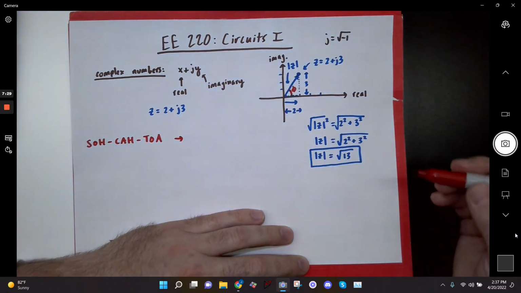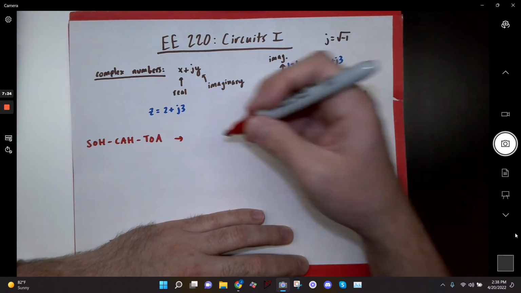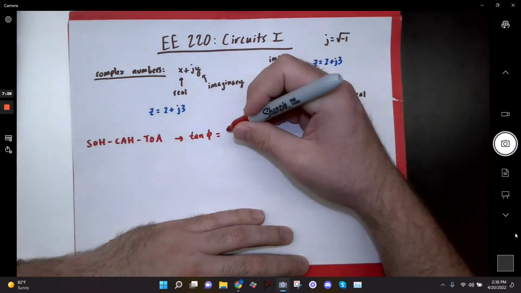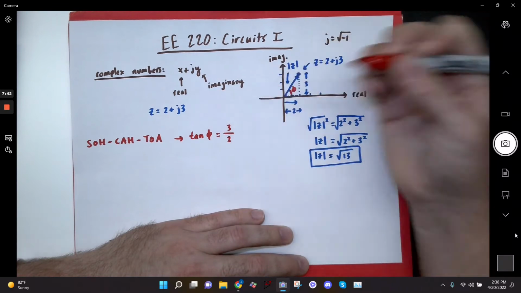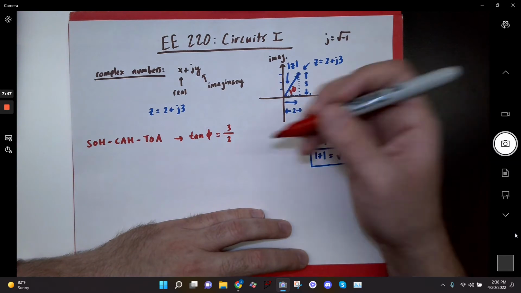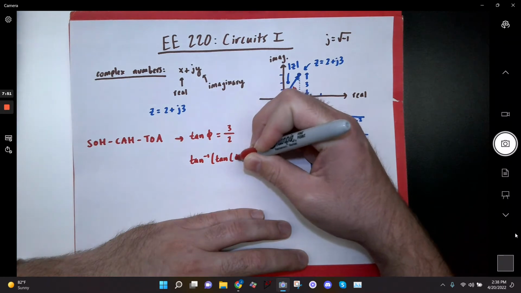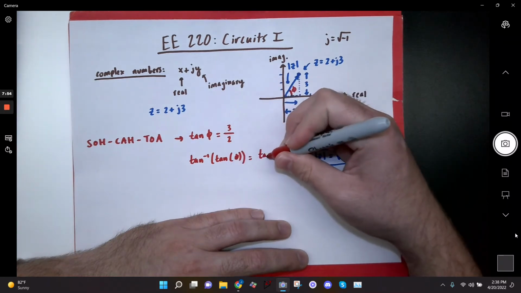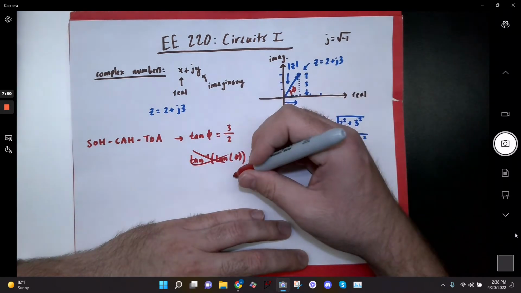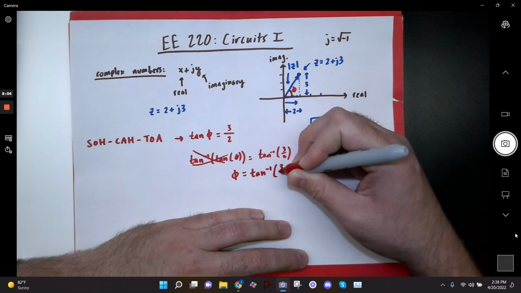Okay, so we're going to use the TOA part because to find this angle, we have the opposite side and we have the adjacent. Okay, so if I say the tangent of phi is equal to the opposite, which is basically 3, over the adjacent, which is 2, I can find phi, that angle, by taking the tan inverse of both sides. Okay, so tan inverse of the tan of phi is equal to the tan inverse of 3 over 2. And then the tan inverse and the tan basically cancel each other out, and I get that phi is equal to the tan inverse of 3/2.